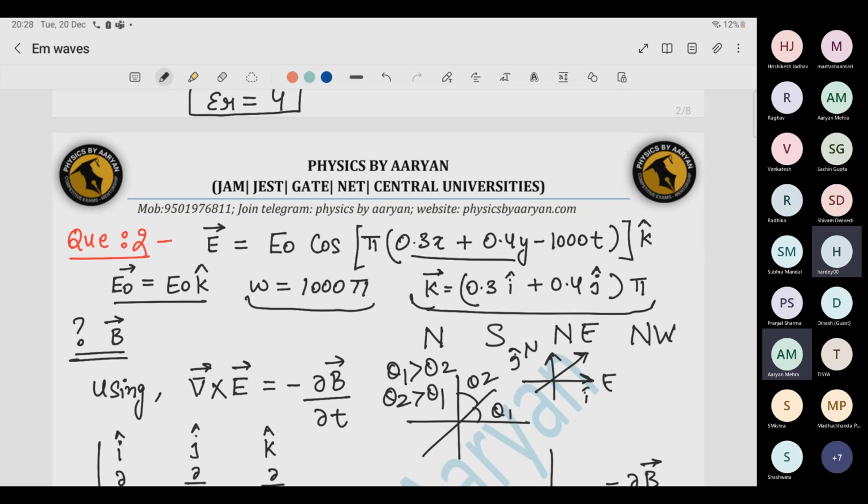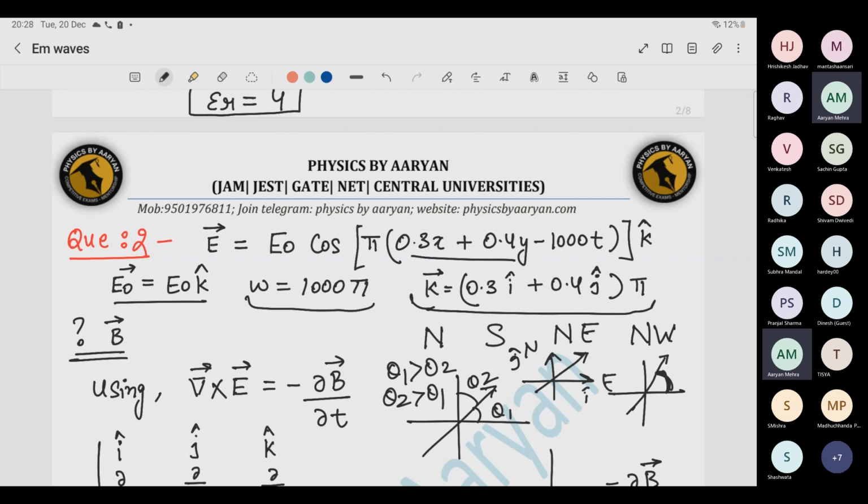0.4 is greater than 0.3. So the vector is more inclined towards Y, the j cap direction, right? So by going less in X, it is going more in Y. So this angle is more, right? Yes. So the angle is more than 45 degrees but less than 90 degrees. This is how, before doing the calculation, you should know about your EM wave. Okay, so that is number one thing.